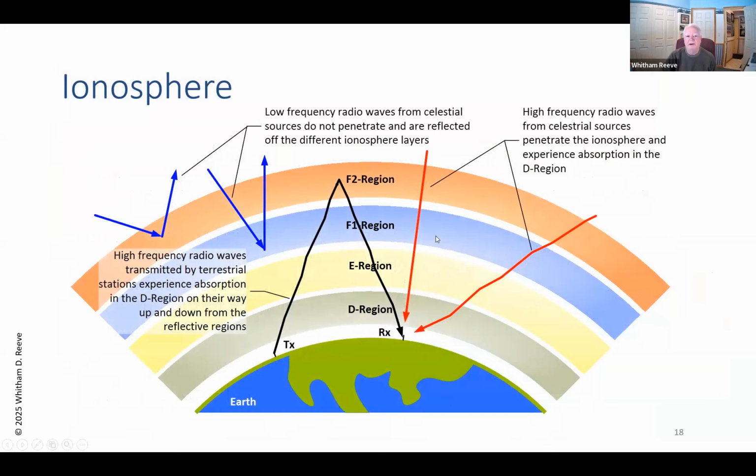So if you have this galactic background radiation, it's going to penetrate all the way down to the D region and to the ground if there's no absorption. But if there's any absorption in the D region, then the radiation from the galactic background is going to be essentially absorbed and blocked from being received on the ground.